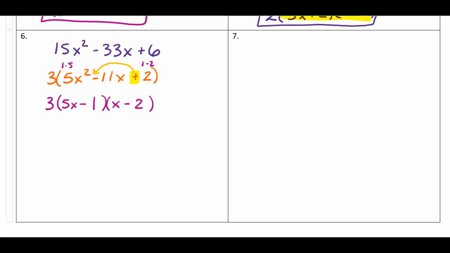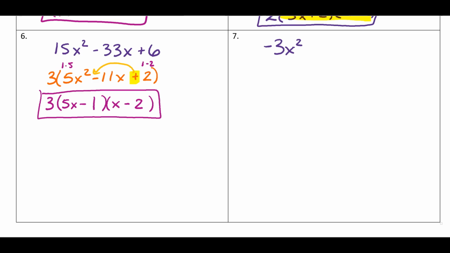So if you got this one correct, give yourself a smiley face. If you didn't, give yourself a frowny face. And if you have any questions about it, write them down. All right, last one we're going to look at, and this one's particularly important because this is the one people mess up a lot.